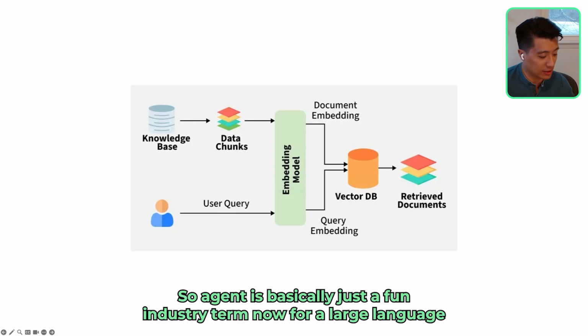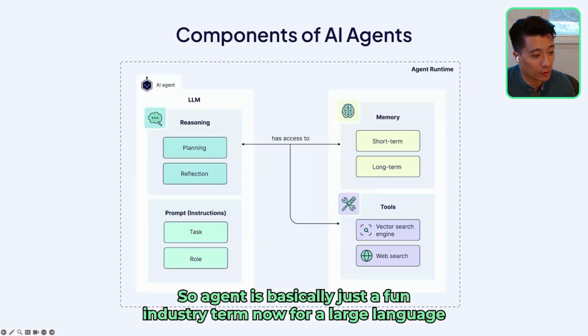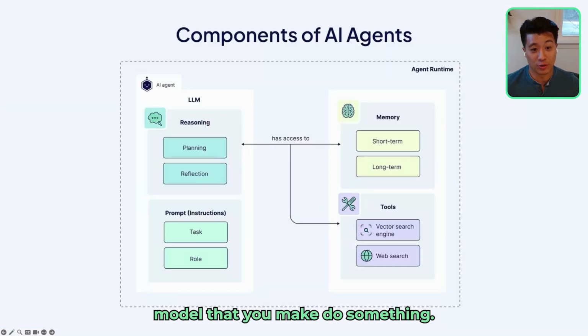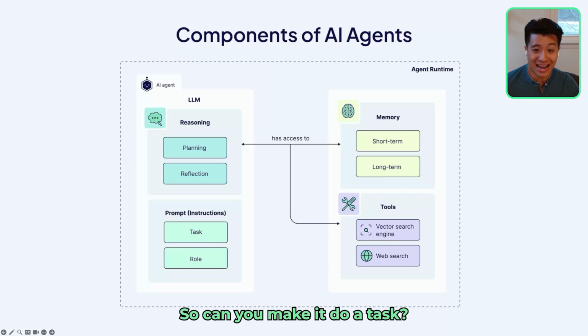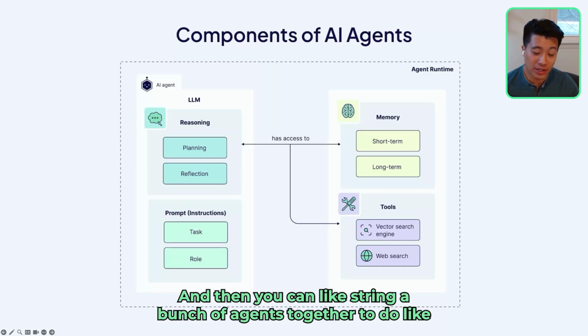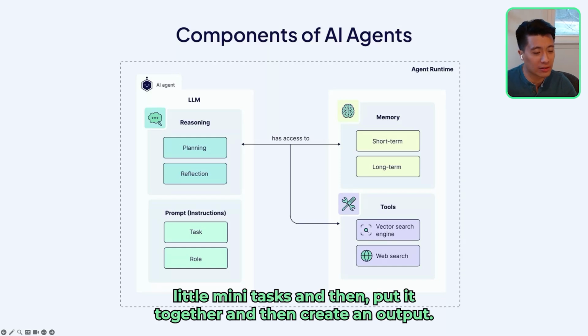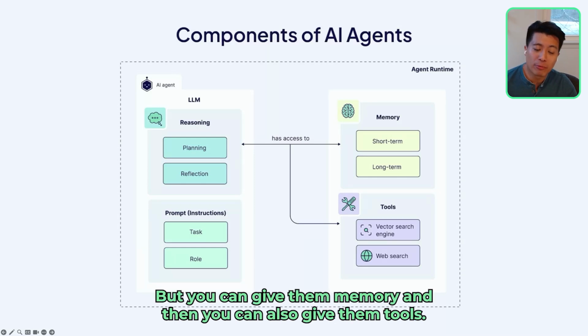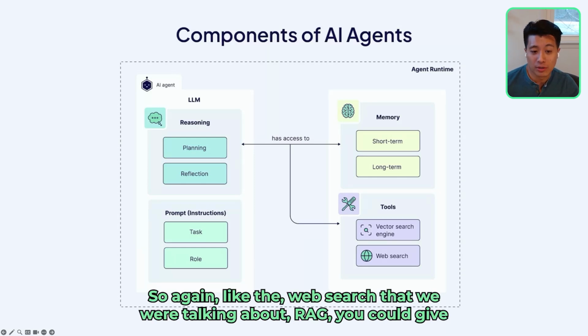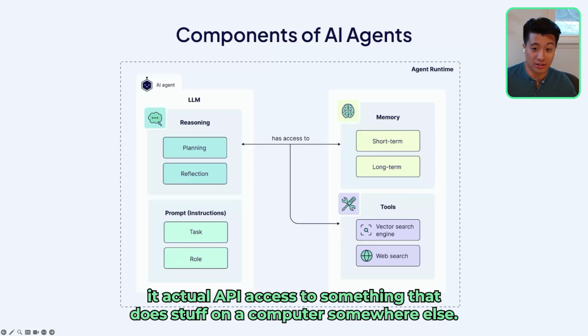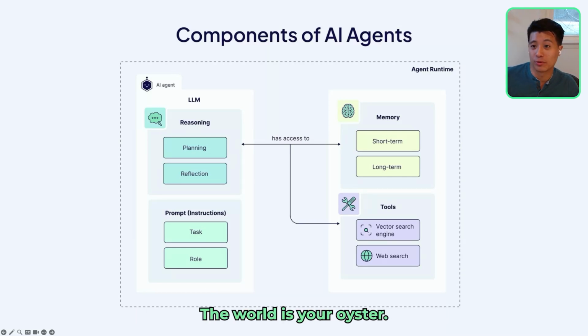Agents. So agent is basically just a fun industry term now for a large language model that you make do something. So can you make it do a task? And then you can like string a bunch of agents together to do like little mini tasks and then put it together and then create an output. But you can give them memory and then you can also give them tools. So again, like the web search that we were talking about, RAG, you could give it actual API access to something that does stuff on a computer somewhere else. The world is your oyster.